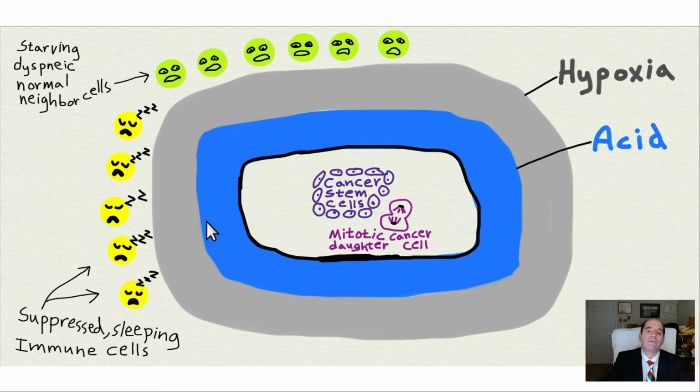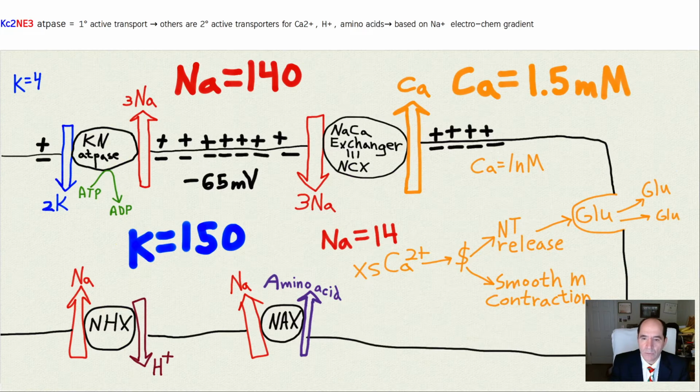You want to do that to favor your normal tissues over your cancer tissues and to help your immune system out. You want your immune system to be able to function optimally so it can remove the cancer. It is your immune system which protects you.